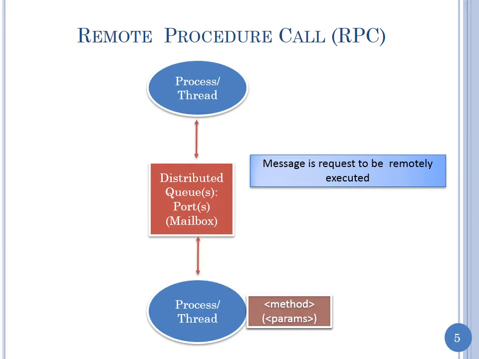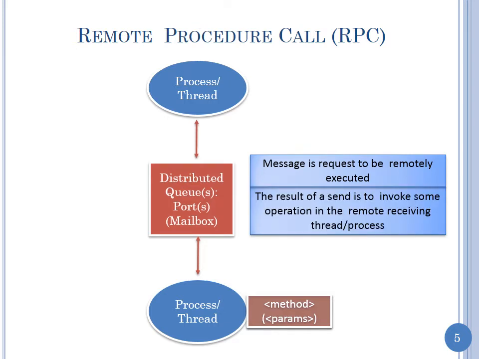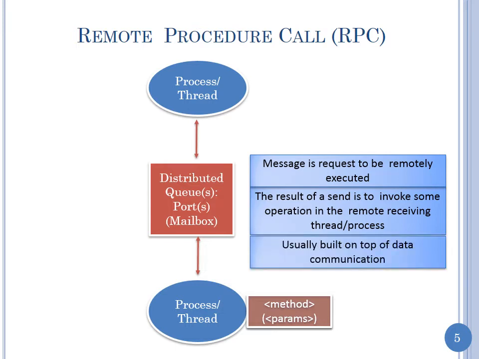Okay, so that's RPC. So the result of send is to invoke some operation on the remote receiving thread or process. Again, these kinds of mechanisms started off as inter-thread communication. Threads were called processes because processes didn't have any sub-threads in them at those times. Now that processes have many threads within them, things are different. So it's usually built on top of data communication, but not necessarily. It doesn't have to be that way.